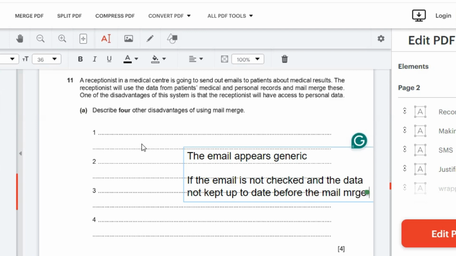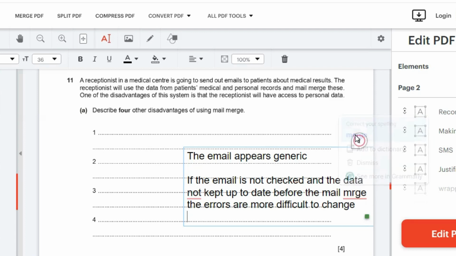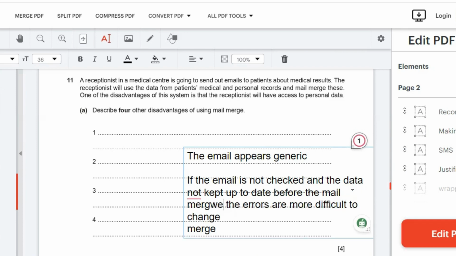The errors are more difficult to change. That is, if you have not ensured that the messages have been kept up to date before you mail merge the information, they could be more difficult to change.